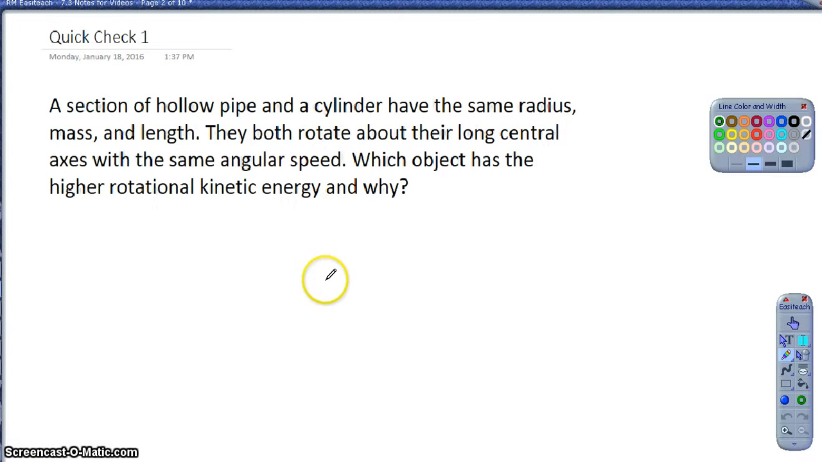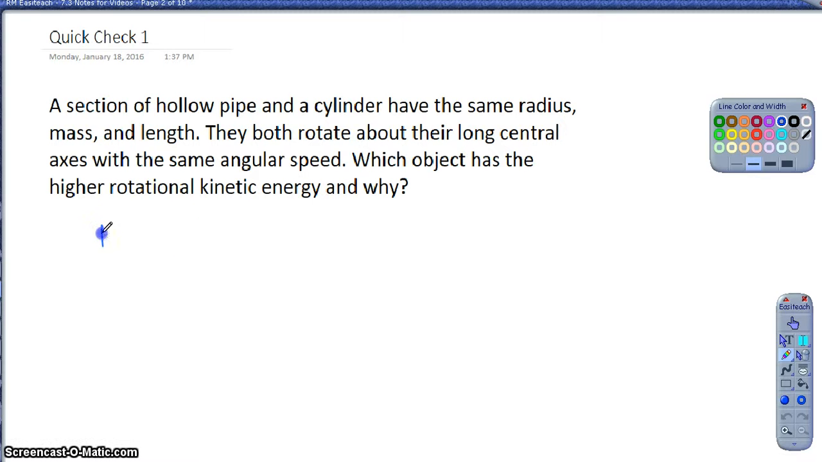So as a quick conceptual example then to start us off in this section, we've got a section of hollow pipe and a cylinder that both have the same radius, the same mass, and the same length. They both rotate around their central axis with the same angular speed. Which one has a higher rotational kinetic energy and why?